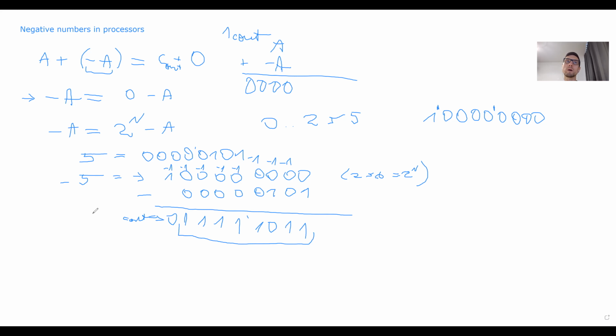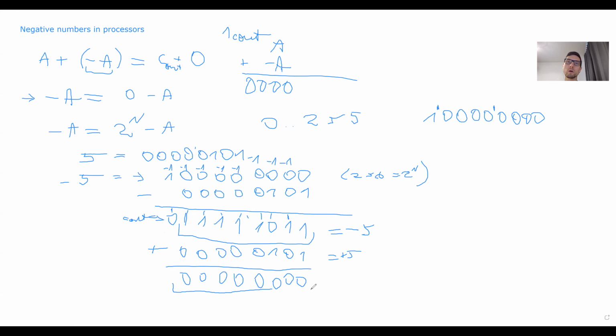Now let's check if we got the numbers right. The idea is we get minus 5 in such a way that when we add it to plus 5, we get 0. So let's try. 5 is 0 0 0 0 0 1 0 1. So this is plus 5. Let's add them together. 1 plus 1 is 10, that is 0 and carry 1, and so on along each position, and the final carry out is 1.